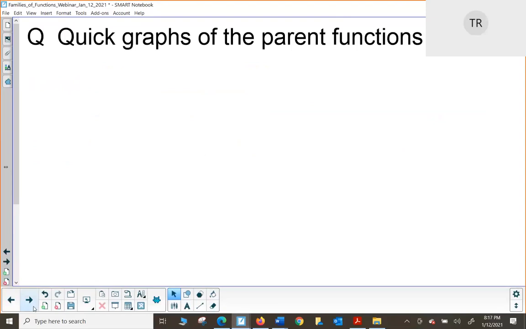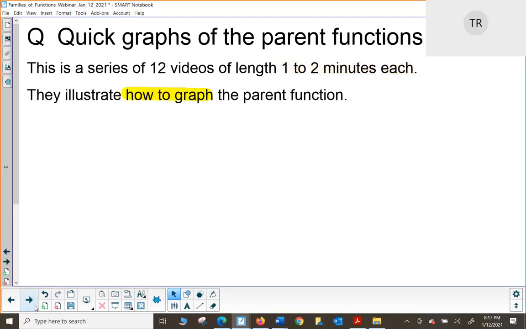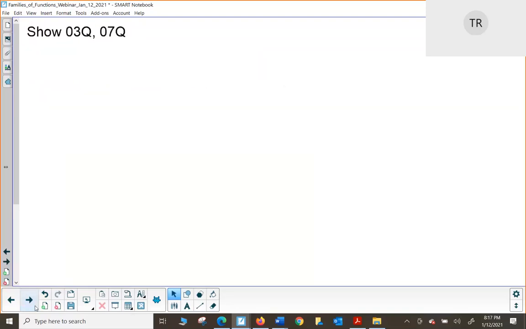All right, so for the 13 parent functions, there is a how to graph them. Then we have quick graphs of each of those 13 parent functions. And these are designed to be quick. These are usually 1 to 2 minutes long, which is not very long at all, but it gets across how to graph that parent function quickly. That's the idea, okay? So let me show 2 of those, okay?